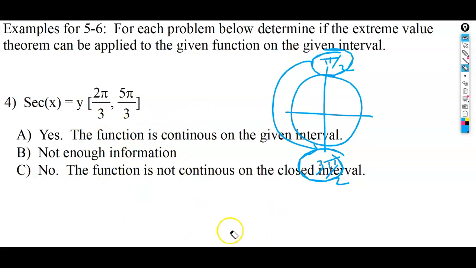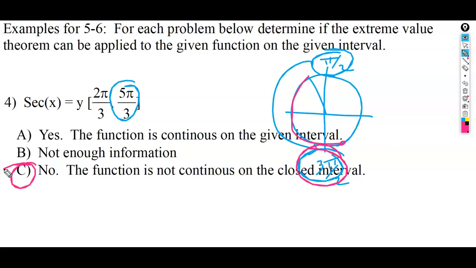So in this case, our interval is different. We're going from 2 pi over 3, which is over here, to 5 pi over 3, which is over here. So I'm going from here to here. And as I go along the interval, I cross one of the places where secant is not continuous anymore. So we would say, no, the function is not continuous on the closed interval.